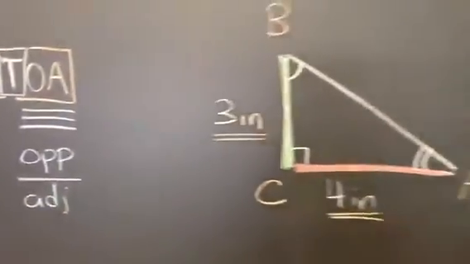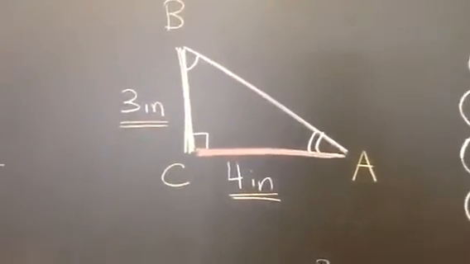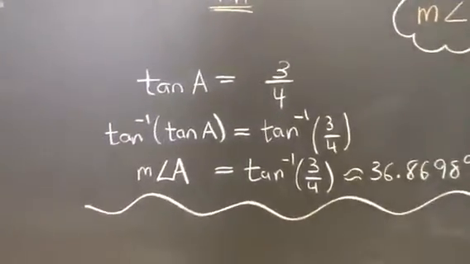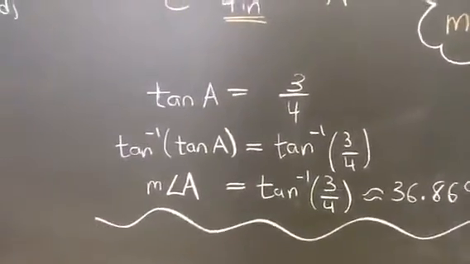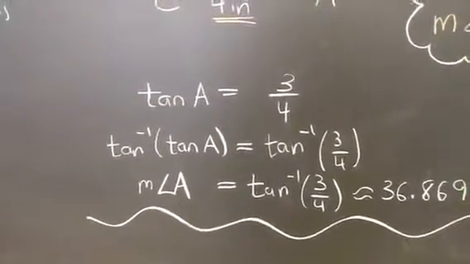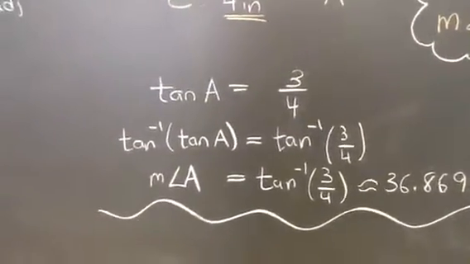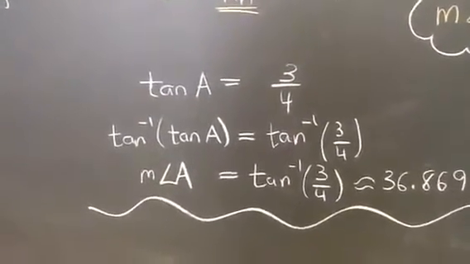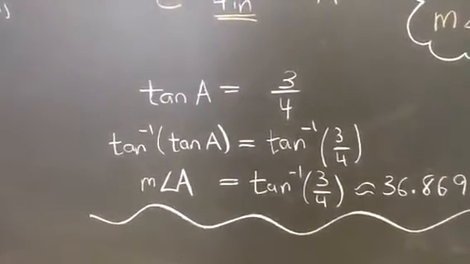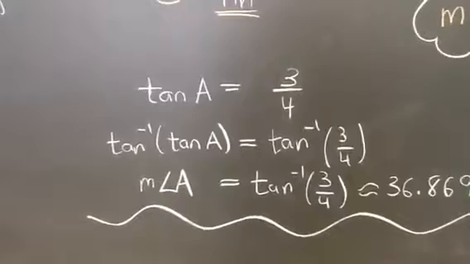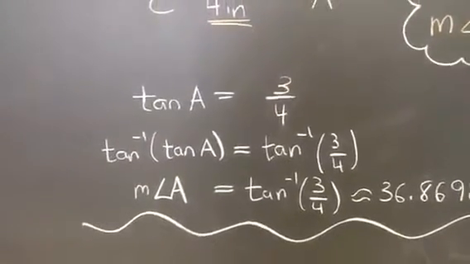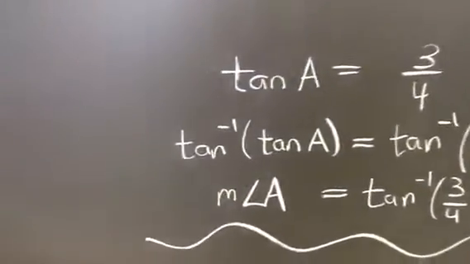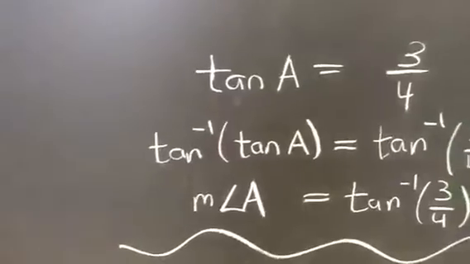So what I have to do now is establish an equation. And so this is the equation that I establish. The tangent of angle A is 3/4. Now to solve for the angle, what I have to do is get rid of the tangent function. And the only way to get rid of a trig function is to use its appropriate inverse. You can't divide by tan. You have to use the appropriate inverse. And so what I do is I apply a tangent inverse to both sides of my equal sign.